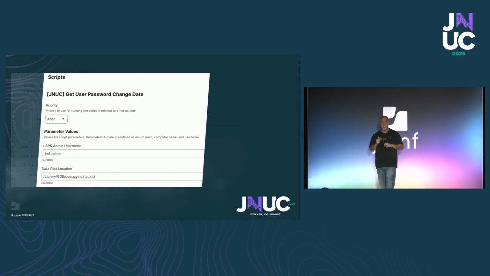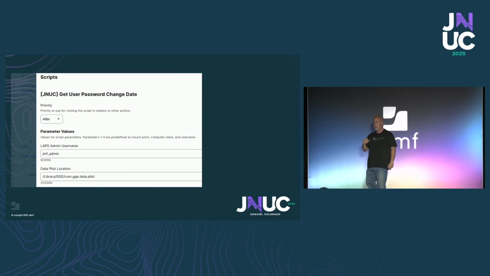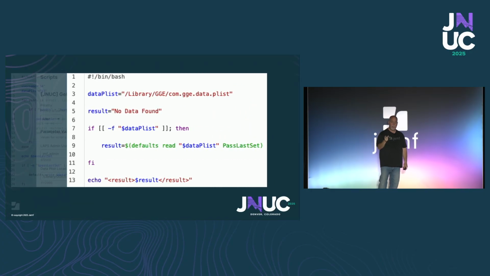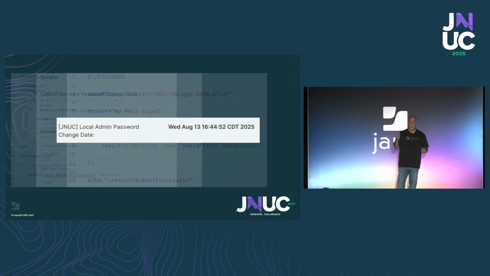So he did this in a policy. He made it so it's reusable, so you can change the username, right? Added some parameters, told it which plist to go run this at. So he runs this policy once a week, and that policy writes to that plist file, and then we just read that plist file in with an extension attribute, and this is what he gets.